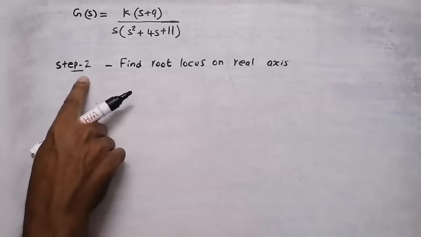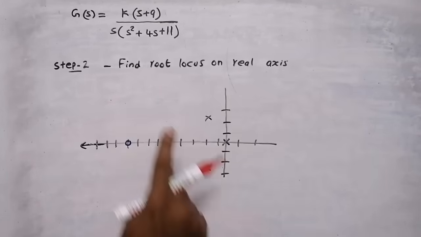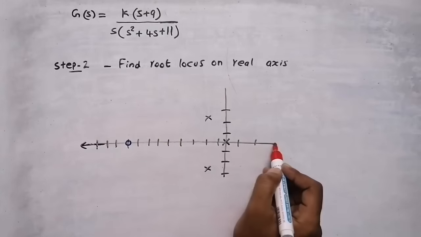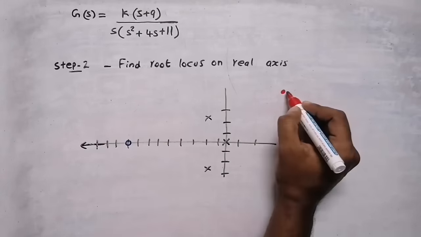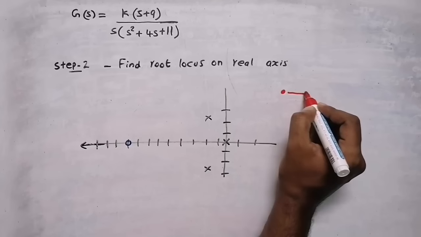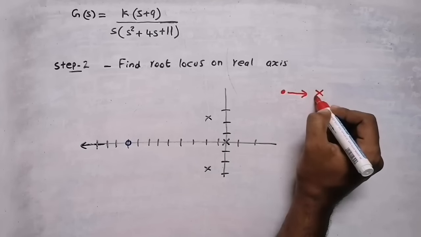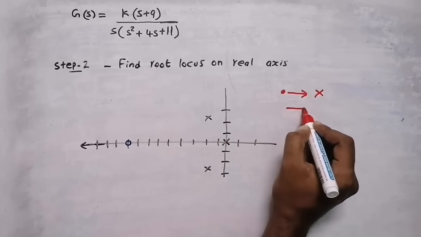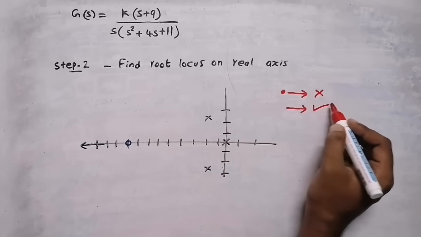Now in step 2, we need to find the root locus on real axis. For finding root locus on real axis, we are going to use test point. Now listen, if we have even number of poles and zeros on the right hand side of test point, then root locus will not be existing. If there are odd number of poles and zeros on the right hand side of test point, root locus will be existing. I will tell you.